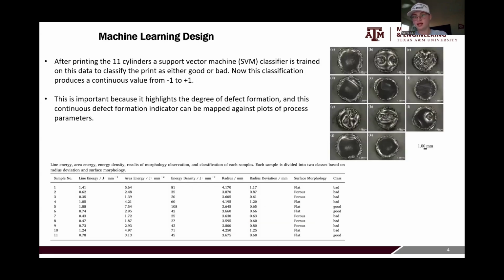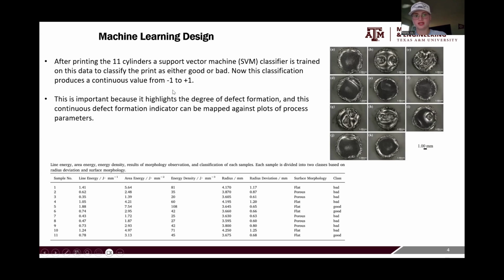So what they did is they printed 11 cylinders of this cobalt chrome alloy, and then they took these top surface images, which you're seeing in the top right here, and fed them into their SVM classifier. It takes in sample number, line energy, area energy, energy density, radius. All of these things are inputs along with the process parameters that were used to print these. And then it is classed as either a bad or a good print based on the continuous value from -1 to 1 that is produced by the SVM.